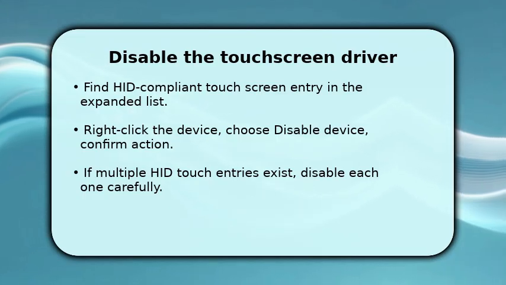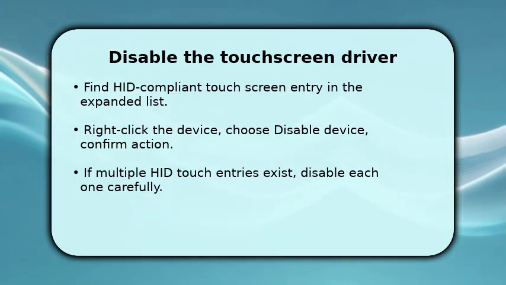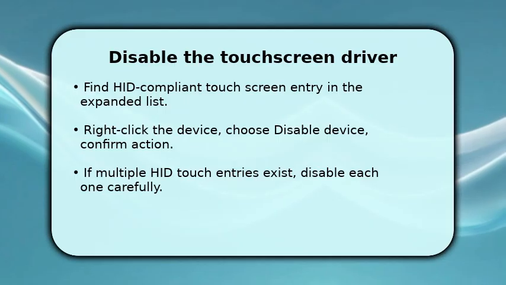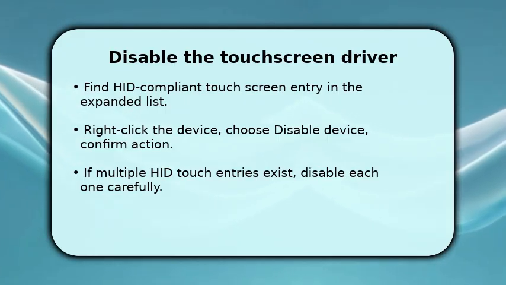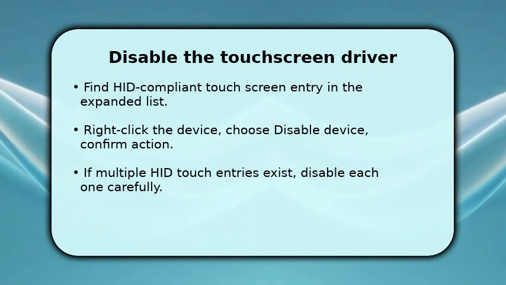Once disabled, the touchscreen stops responding immediately. That's why you test after each change. If a disable option is grayed out, you may need to uninstall the driver or update Windows, but try disabling all relevant HID entries first.